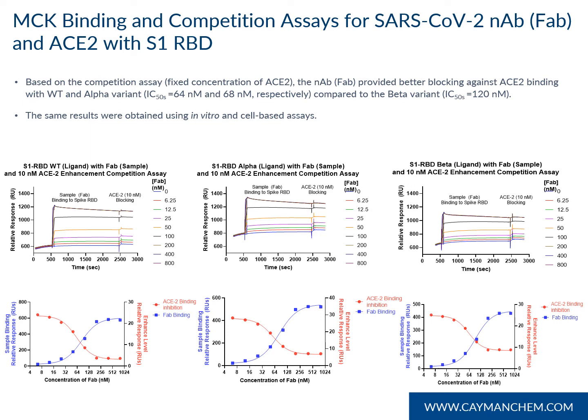Overall, the data correlated well with the single cycle kinetic run, and neutralizing antibody Fab region could provide better blocking against ACE2 binding for wild type and alpha variant with IC50 of 64 nanomolar and 68 nanomolar respectively, compared to the beta variant for IC50 of 120 nanomolar. The same results were obtained using in vitro and cell-based assays. Essentially, this engineered recombinant antibody can neutralize wild type better than alpha and beta respectively against ACE2 binding.